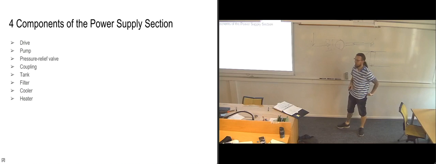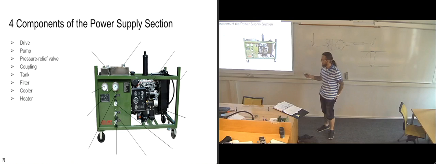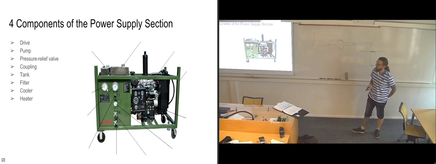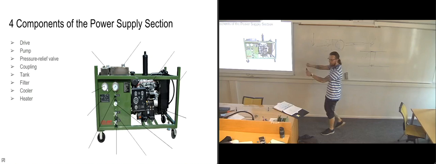So here is a typical hydraulic power supply section. And as you can see, this is a mobile one. Actually, this is one that is used to run tests on the hydraulic systems of planes. So they have these at airports. And then when the plane comes in, if they are going to do some servicing on it, then they will roll this one over to the plane, and then they will connect it to the hydraulic system of the plane.